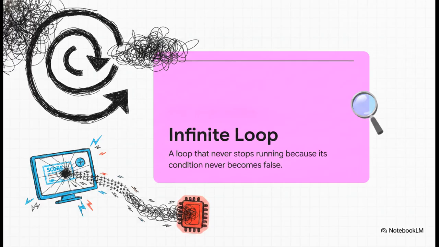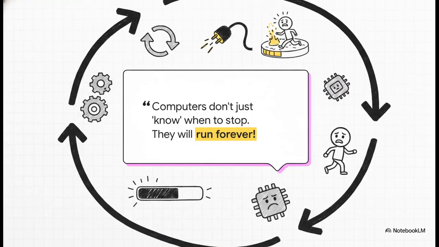If your while loop says, keep adding 1 to the score while the score is greater than 0, well, that score is just going to keep going up forever. The condition will never be false, the loop breaks your program, freezes things up, and just eats all your computer's memory. Let's clear up a huge misconception right now.